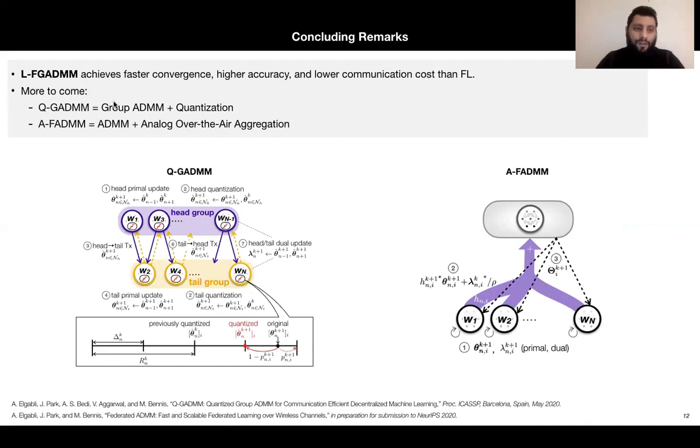I would like to also mention that we have been working on other extensions for JDMM, such as quantized JDMM, where every worker quantizes the model before sharing it, so we reduce the payload size per channel use. We also have been working on another extension of ADMM called Federated ADMM, where all workers can access the bandwidth non-orthogonally, and we allow workers to train over an analog communication system, motivated by the fact that the parameter server is interested in the aggregated output of all workers, not the individual value of every worker. To know more about these two works, you can check these two papers.